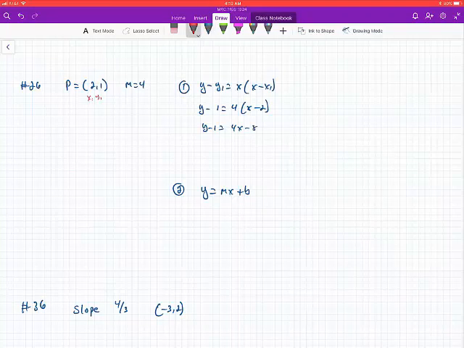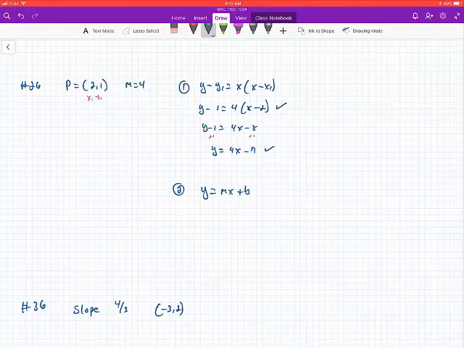So here we're going to distribute the 4, so it's 4x minus 8. And then I'm going to add 1 to both sides. So it becomes y is equal to 4x minus 7. And that's the equation of the line. So here's the point-slope form, and then this is the slope-intercept form.